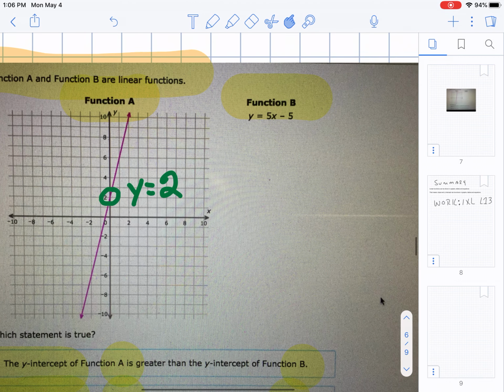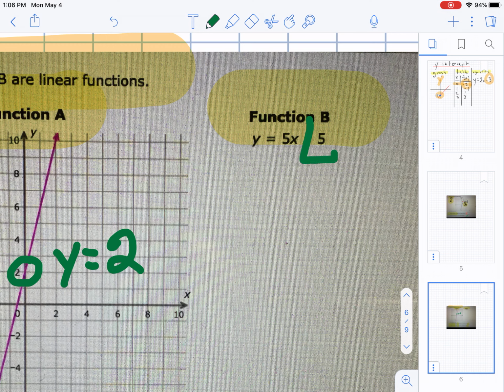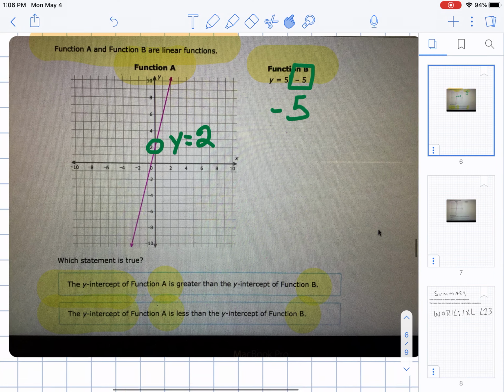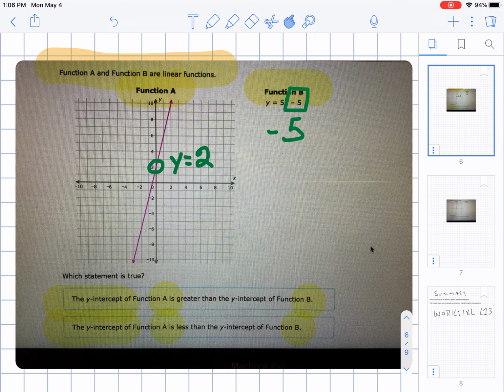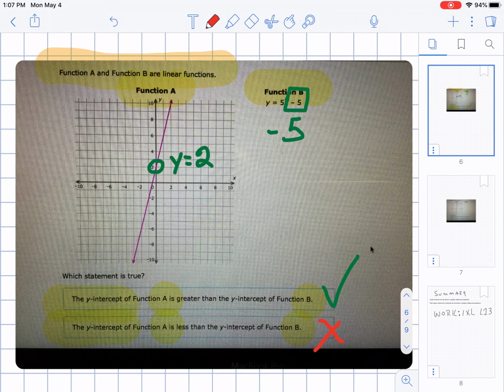If we look at the equation, the y-intercept is the last value. So the y-intercept here is -5. Okay, so now that we know the values of the y-intercept, we can compare. Look at the first statement. It says the y-intercept of function A is greater than the y-intercept of function B. So that's true because 2 is greater than -5. And I always read the second question just to make sure. It says the y-intercept of function A is less than the y-intercept of function B, and that's incorrect. So we know that the first response is correct.